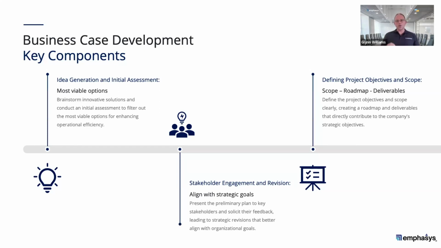We need to understand which innovative solutions and what are the most viable options for enhancing operational efficiency within the business. In addition to brainstorming and generating the options, we then look at the stakeholder engagement and understand that the stakeholders within the enterprise all have their own strategic goals. They all have their own KPIs. They all have their own operational objectives and vision for their teams.